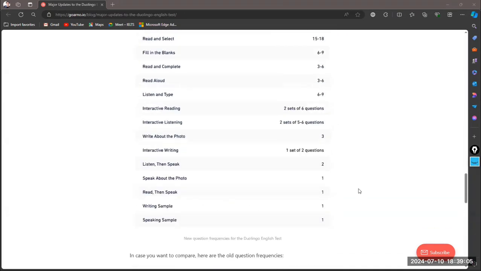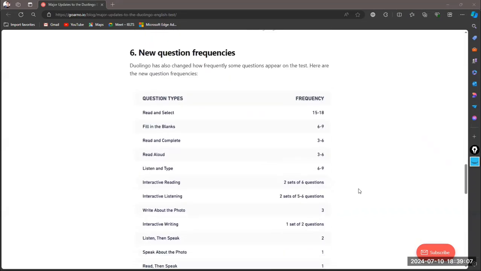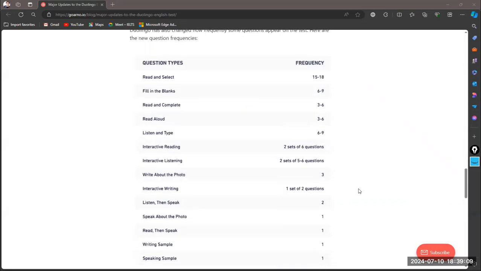Now the new one is above. Frequency means the number of times a question appears. For example, 5 modules, or maybe 6 times you have to answer this question. This is the meaning of frequency. Now read and select is going to be shown to you from 15 to 18 times. Fill in the blanks, which is a new one, 6 to 9 times. Absolutely, we will discuss this in detail, don't worry.